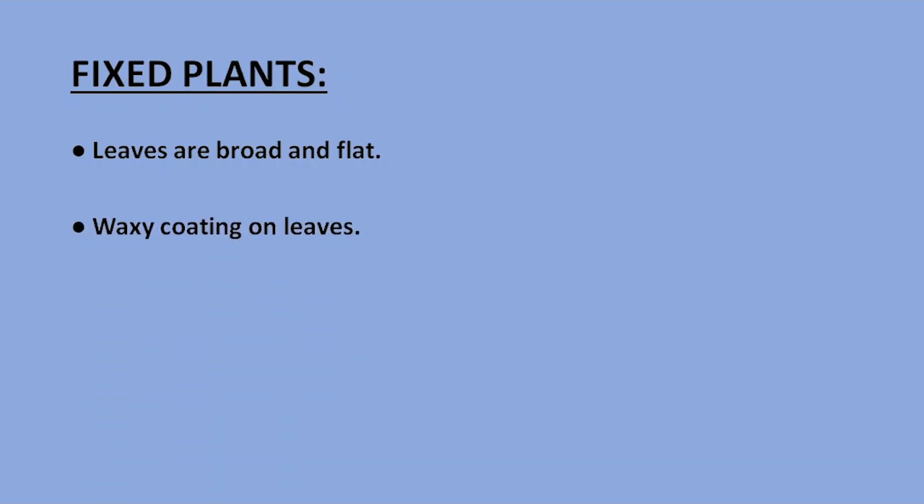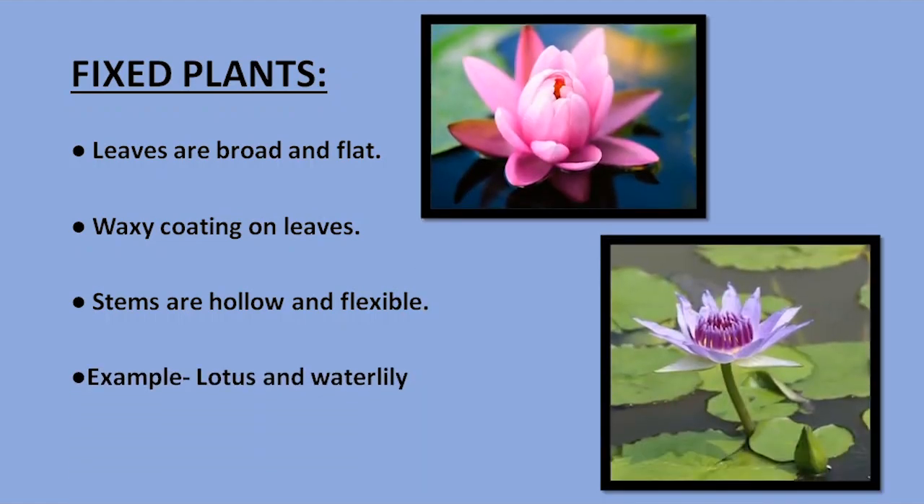Next is fixed plants. Fixed means they will be fixed to the base of the water, or you can say at the ground level. The leaves over here are broad and flat, and because of this broadness and flatness, they can absorb the sunlight and the air very easily. There is a waxy coating on the leaves. And the third point is stems are hollow and flexible. The examples are lotus and water lily. The first picture is of lotus, and the second picture is of water lily.